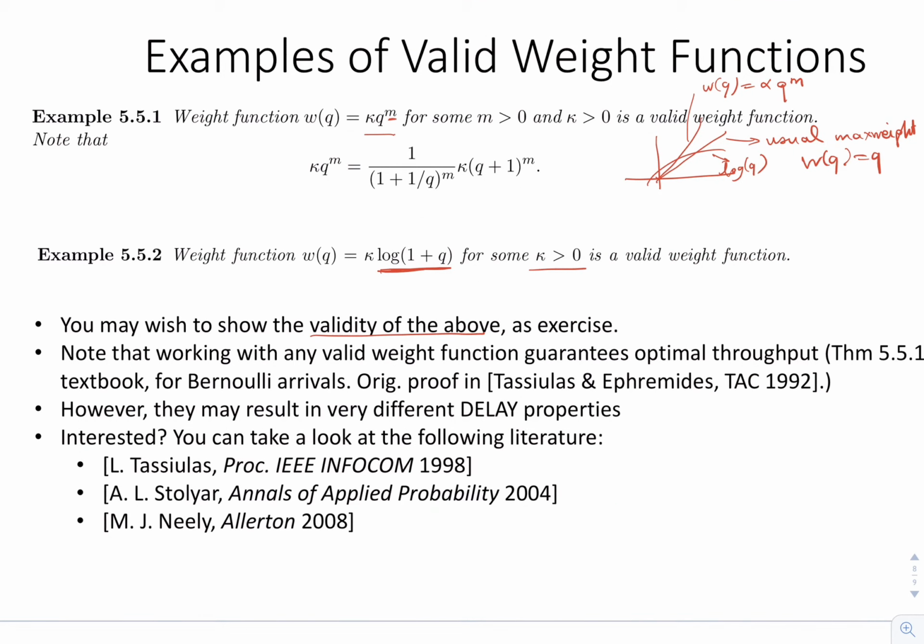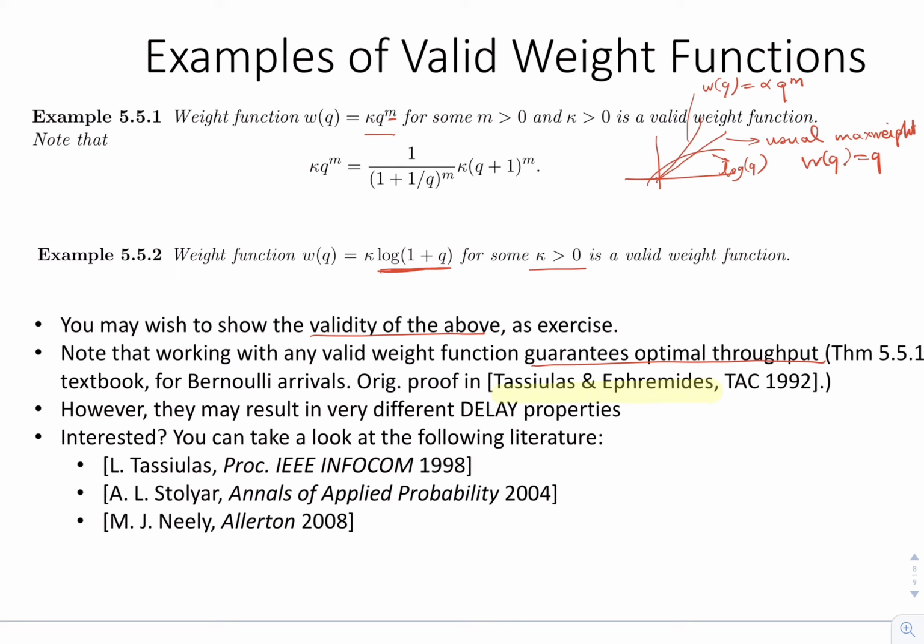Obviously, these weight functions will have a role in how our Q states evolve in the network. The interesting thing is that any of these valid weight functions guarantees optimal throughput. So they are all optimal in terms of throughput. In the textbook, this proof is done for Bernoulli arrivals, but many other proofs exist. The original proof is due to Tassiulas and Ephremides, which appeared in the Transactions on Automatic Control in 1992 in their seminal paper.